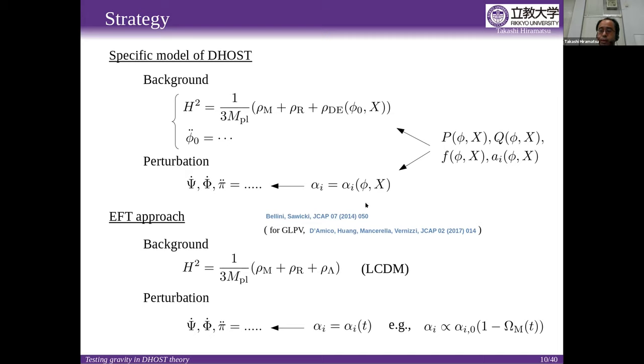The second strategy is the EFT approach, effective field theory approach. In this approach, we fix the background geometry to be lambda CDM. And the perturbation equations depend on the alpha parameters, but these alpha parameters are given by functions of time. So usually we take this form for the alpha parameters in literatures. Then the only parameters characterizing this model are alpha and beta at the present time, represented by alpha I zero or beta 1 0.